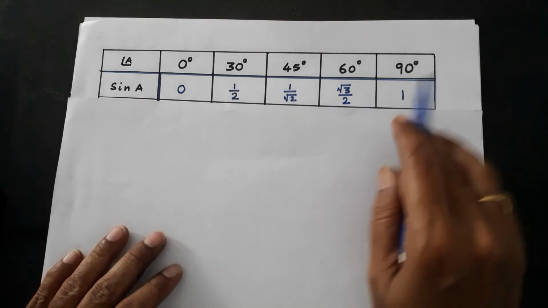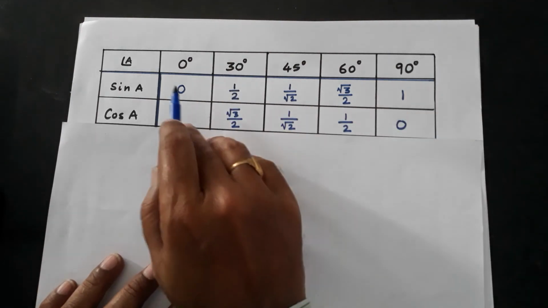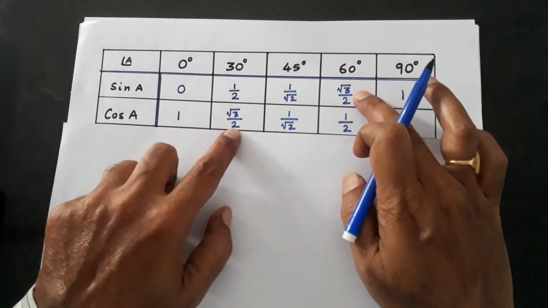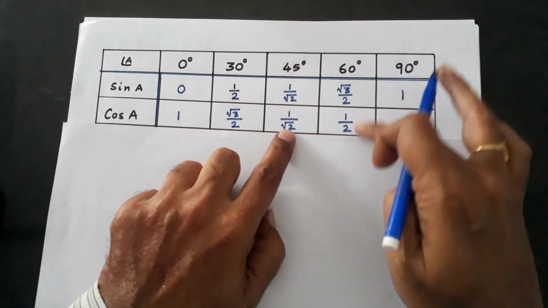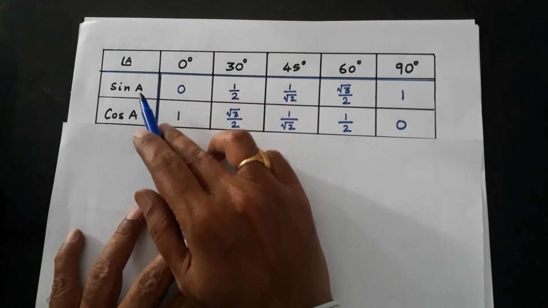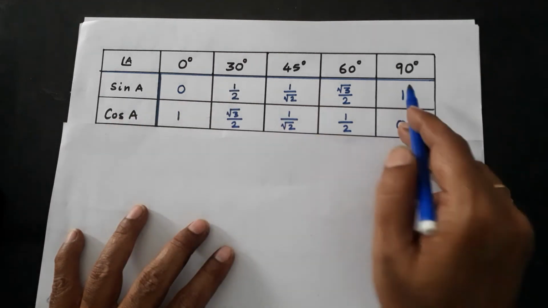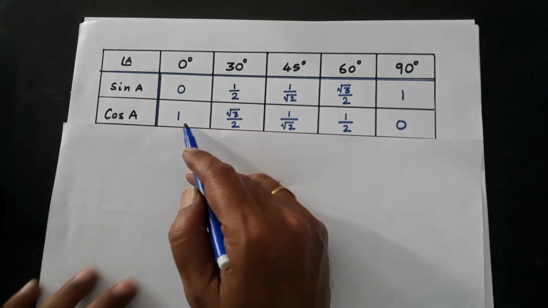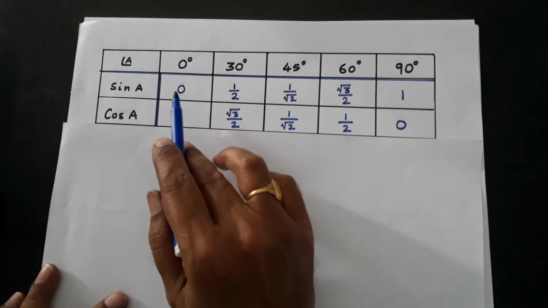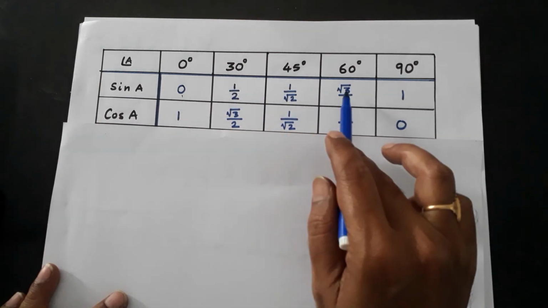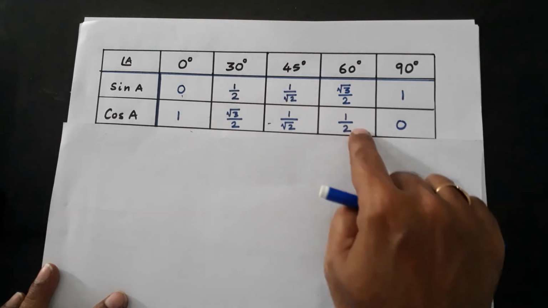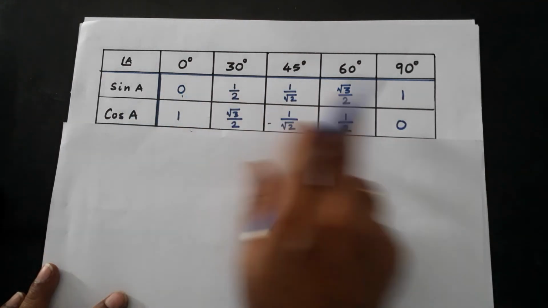If you know this, how do we write cos? Cos is just writing it from this side: 1, root 3 by 2, 1 by root 2, 1 by 2, 0. So I am writing from this side, which is sin 0 is cos 90, sin 90 is cos 0. That's the reason actually. Those are complementary ratios, that's why. Okay, from sin we got cos.